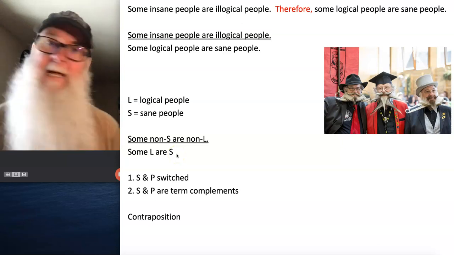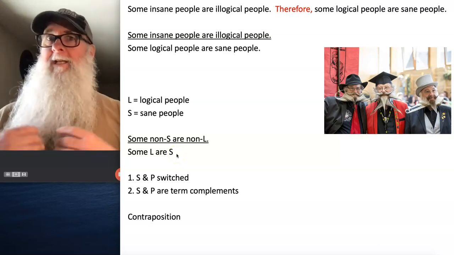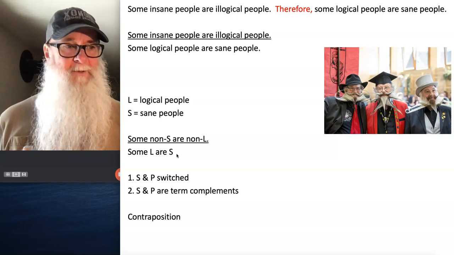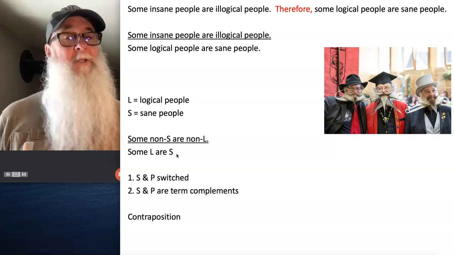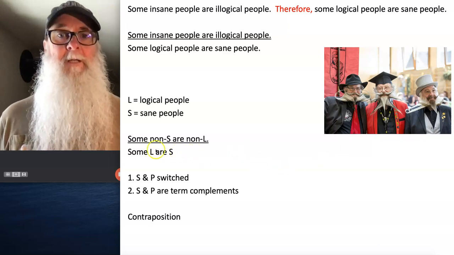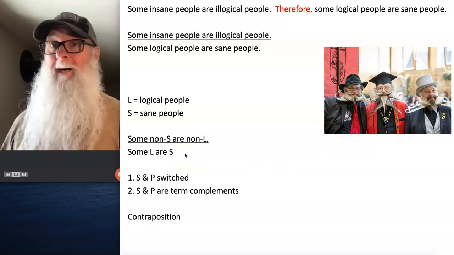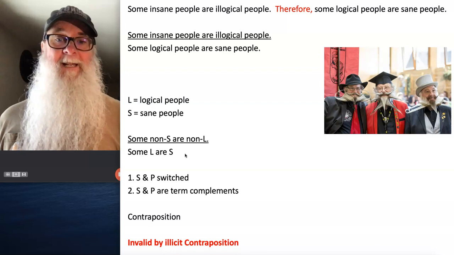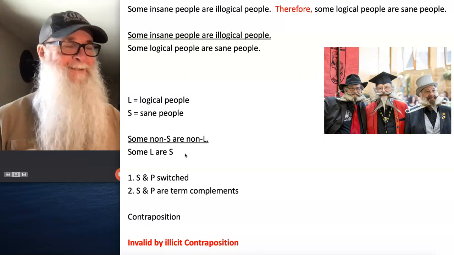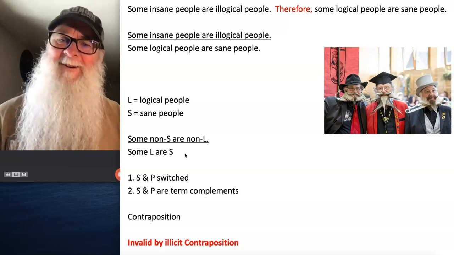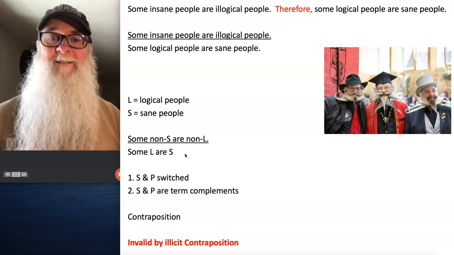It could be false. And remember our definition of validity. In an invalid argument, it's possible that the conclusion could be false even when we assume the premise is true. And if the truth value of the conclusion statement here is undetermined, that means it's possible it could be false. And that tells us this is an invalid argument. I almost made up a new word there. An invalid argument, and it's invalid by illicit contraposition.